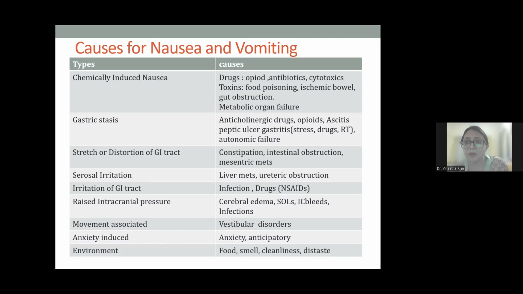And again, like I was talking about the environment, the example I was quoting, the smell, the food, or maybe the environment is not clean enough. The patient is in a general ward, and his bed is right next to the washroom, and somehow it is not being cleaned well, or for whatever reasons, that is inducing nausea and vomiting for the patient.